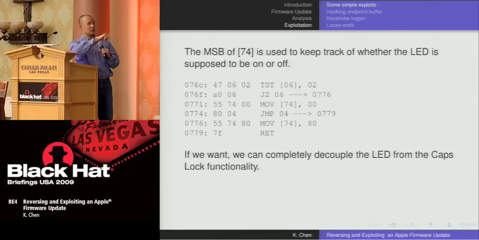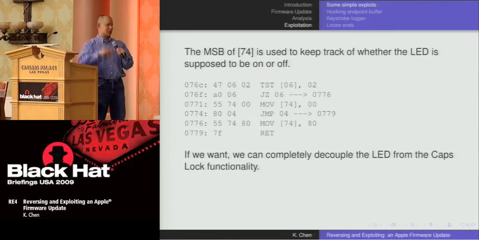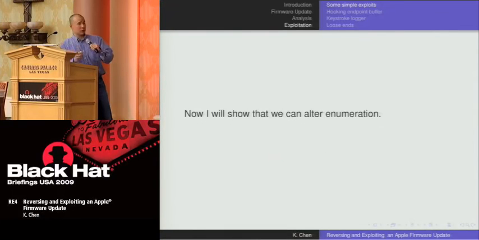location is used to control whether or not the LED is supposed to be on. We can completely decouple the LED from the caps lock functionality. We can make it just flash on and off, do whatever. Now I'm going to show that we can alter enumeration.